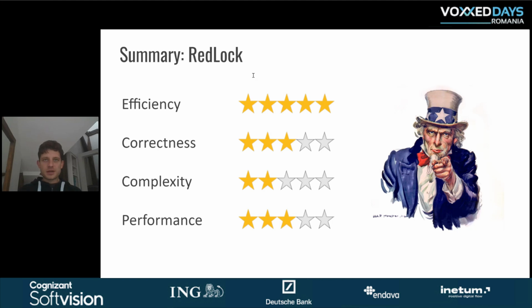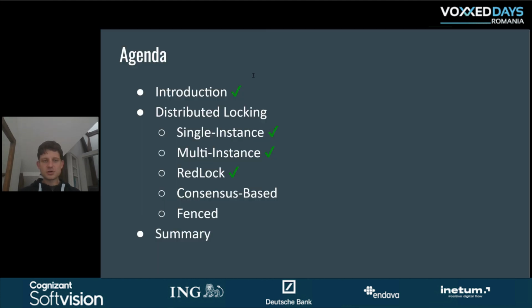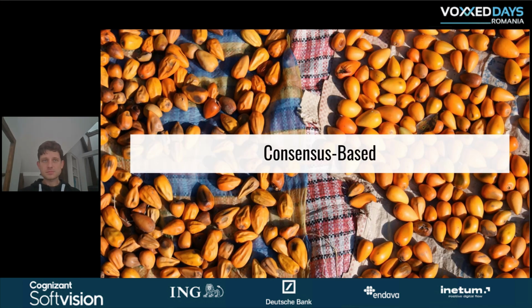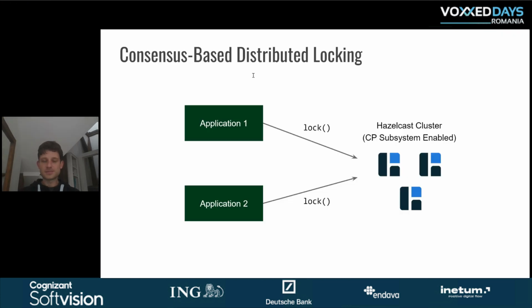So I told you about two problems. The first was the clock sync, and the second one was this non-atomic lock and write. So maybe first let's address this clock sync. The clock sync can be addressed with consensus-based locking. Consensus-based locking means that in the cluster, not on the client side but on the cluster side, we implement a consensus algorithm so that the nodes on the cluster side agree on the value.